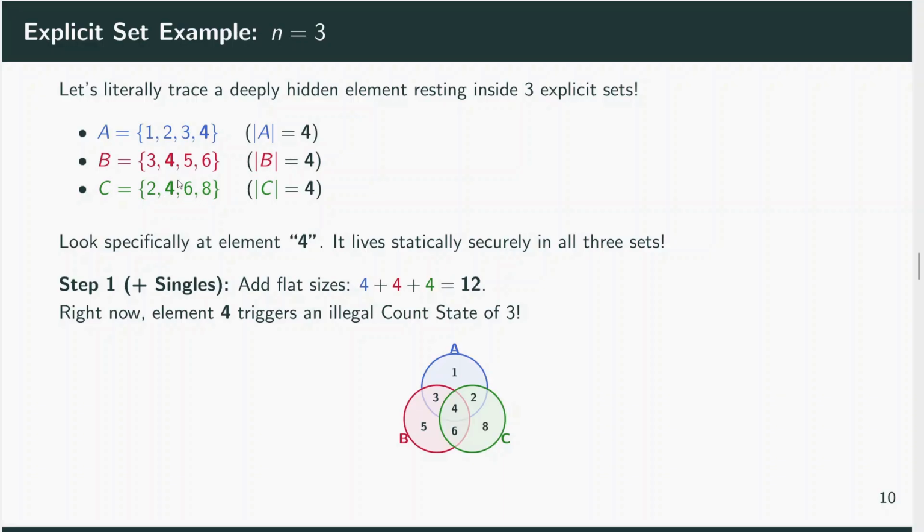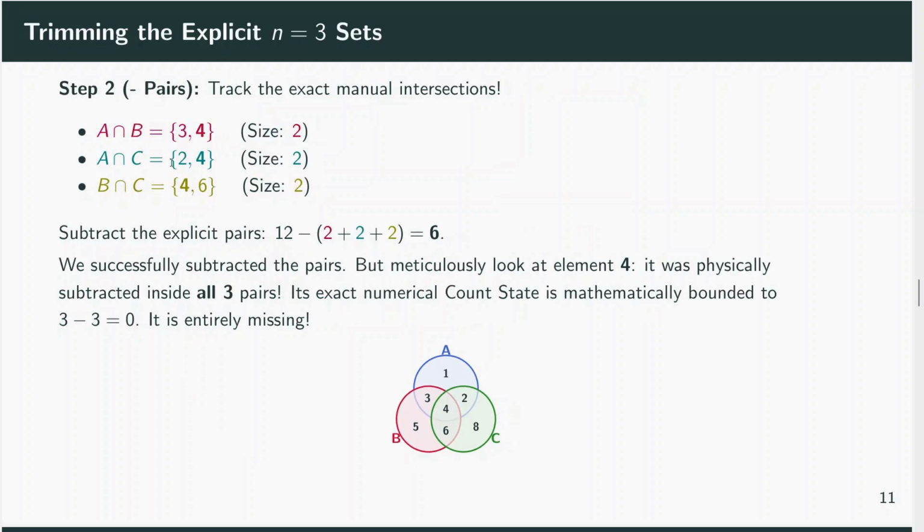Which elements appear in both? 2 and 4. So the intersection of A and C is the set containing 2 and 4. Its size is also 2.